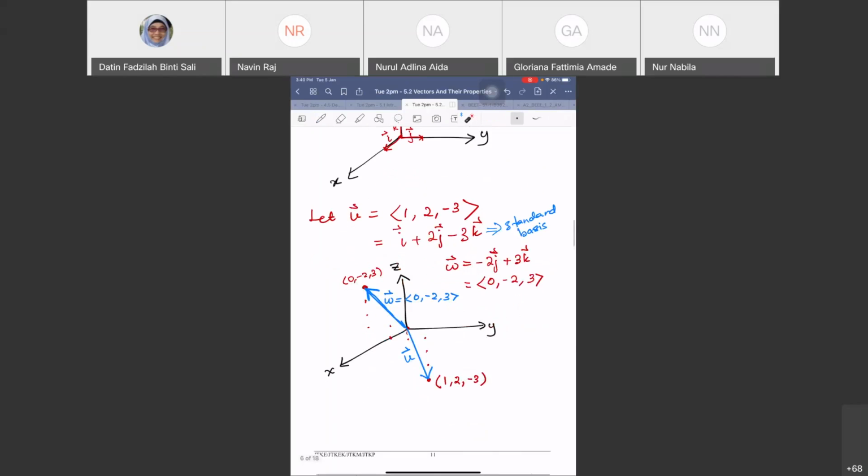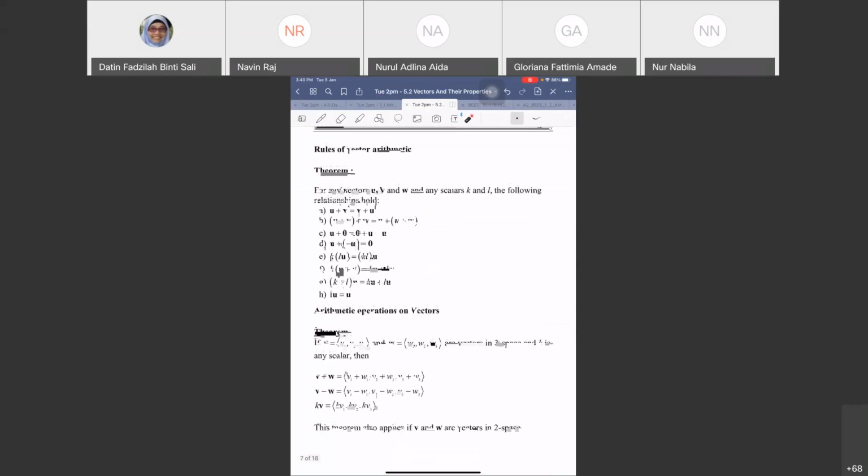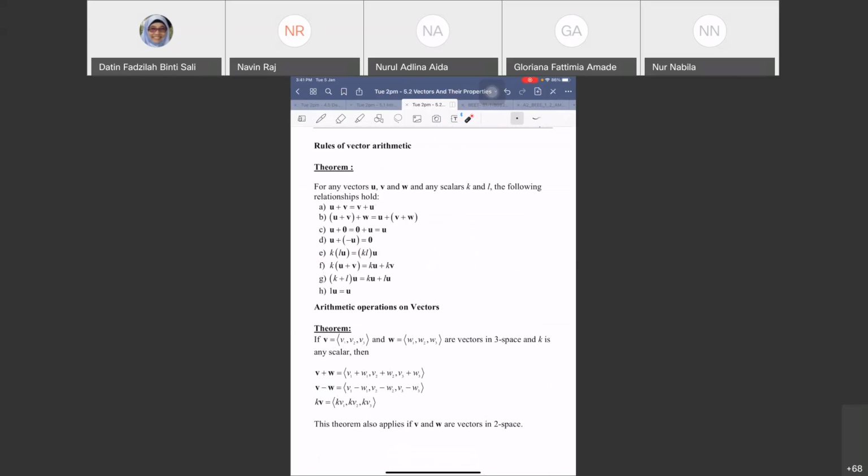Then vectors you can also add, subtract, and multiply by a scalar, as we mentioned just now. You have a list of theorems in the book, and you can go through them. For example, u plus v equals v plus u. Remember, last time I mentioned a theorem means the left hand side equals the right hand side. It's always a true statement. That means if you have vectors, u plus v is the same as v plus u. You will get the same answer.